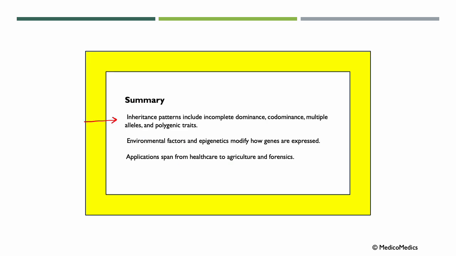So in summary then, inheritance patterns include incomplete dominance, codominance, multiple alleles, and polygenic traits. Environmental factors and epigenetics modify how genes are expressed. Applications span from healthcare to agriculture and forensics and beyond.